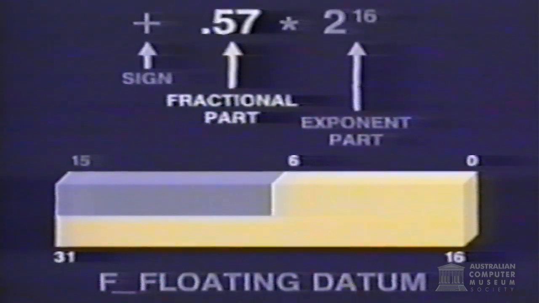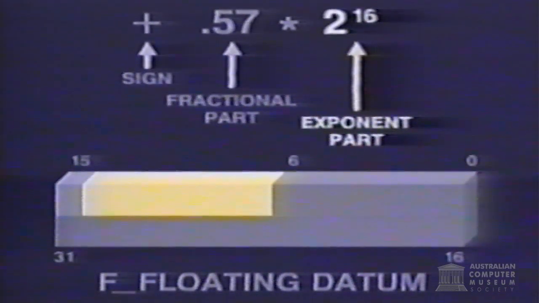The number of bits in this field determines the degree of precision. More bits allow greater precision. The F floating datum permits a precision of about 7 decimal digits. The binary exponent is designated in this part of the floating datum. The number of bits allocated for the exponent field determines the range of values that can be represented.